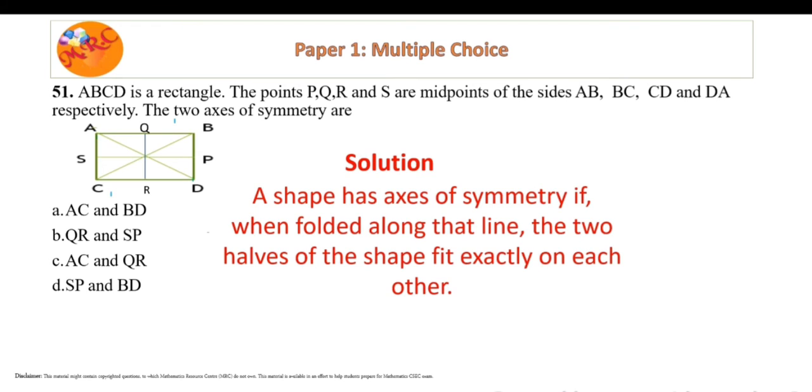Another thing that you can think of is a mirror. When you see your reflection in the mirror, it shows you exactly who you are, right? So it's the same thing. You need to see it exactly as it is. So that means our two axes of symmetry are the lines SP and QR. So we have it in this form. So that's B.